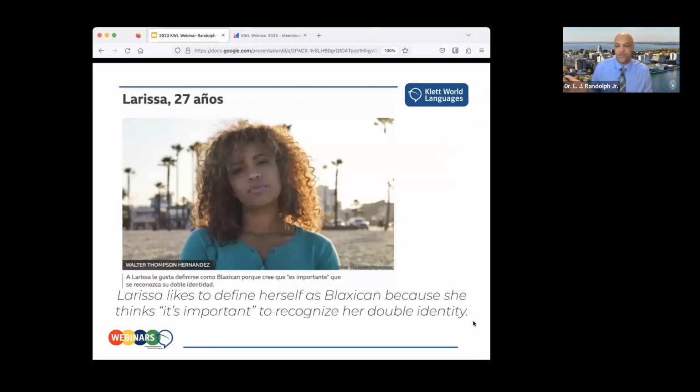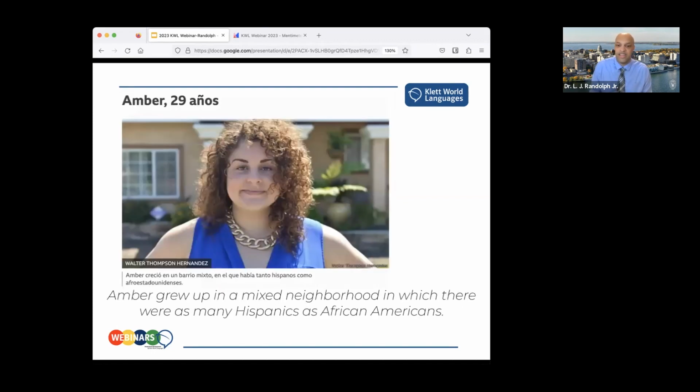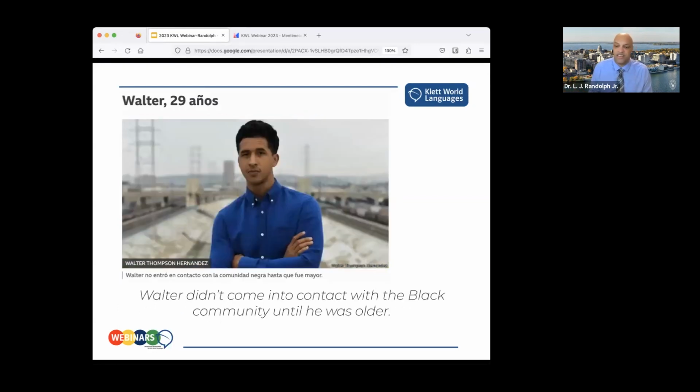And just quickly, I'll show you what each of these people says. Larissa says she likes to define herself as Blaxican because it's important to recognize her double identity. So her name was Larissa, that's right. Romel says that due to the color of his skin, he has had to live with some of the same difficulties as many African-American youth. Amber grew up in a mixed neighborhood where there were as many Hispanics as African-Americans. And Walter didn't come into contact with the Black community until he was much older.